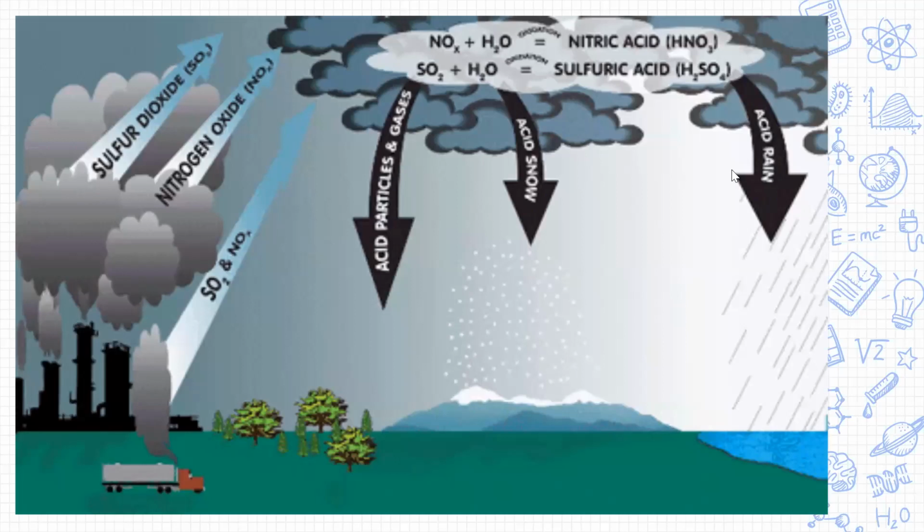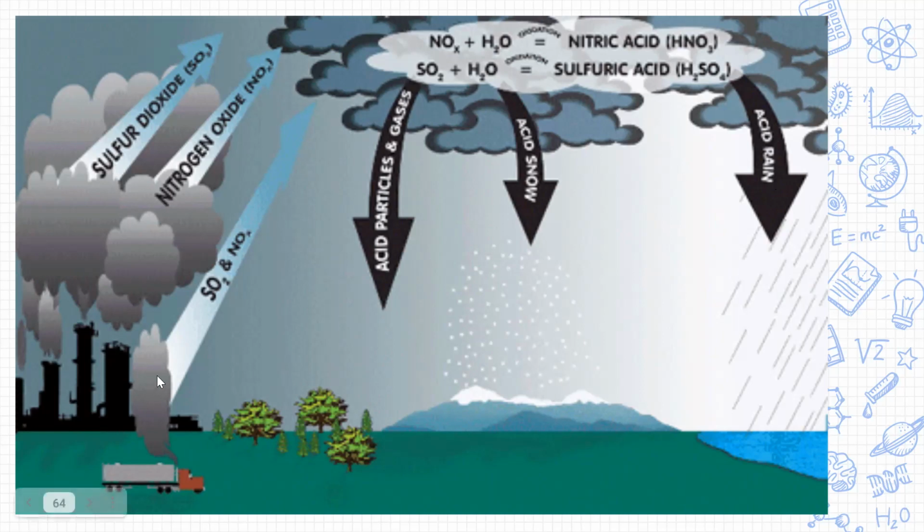So with the picture we have on the screen, this is the same one that is in your workbook. Now this picture is quite good at illustrating how acid rain is produced. So we can see factories, we can see a truck here, and we can see some gases that are produced from these factories and the truck. Sulfur dioxide and nitrogen oxide. These two gases are actually quite detrimental to the world, and they can cause things like acid rain.